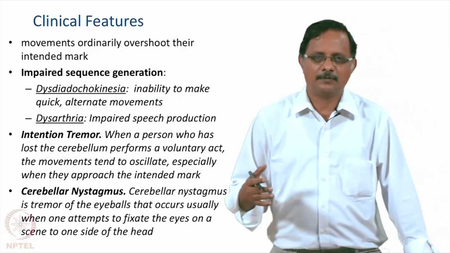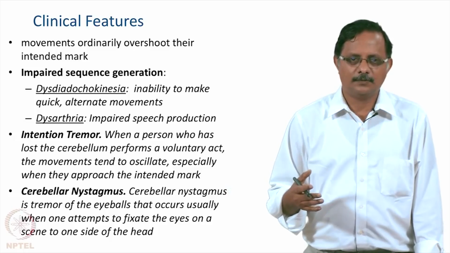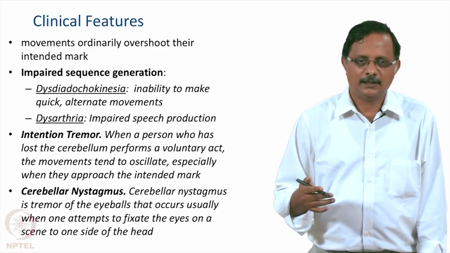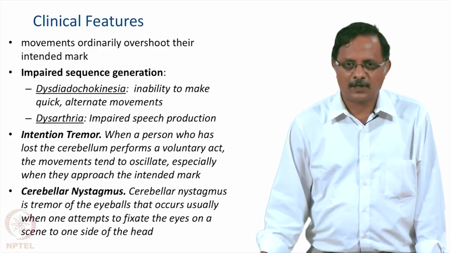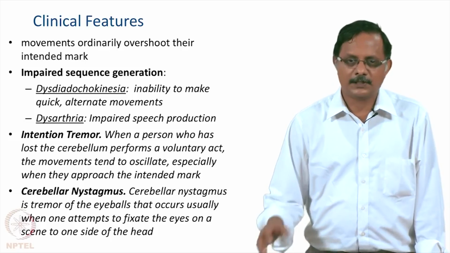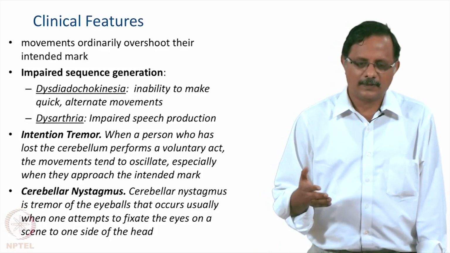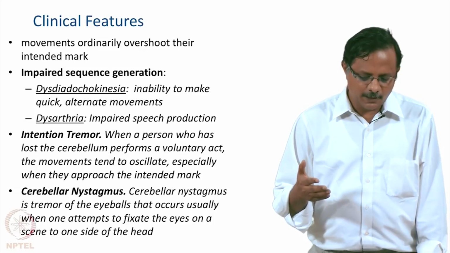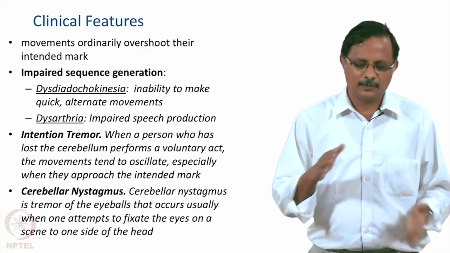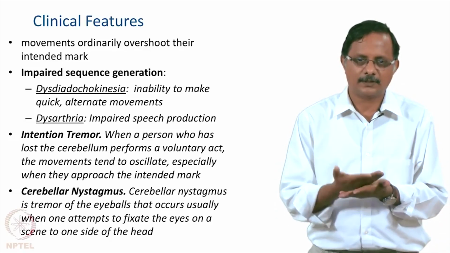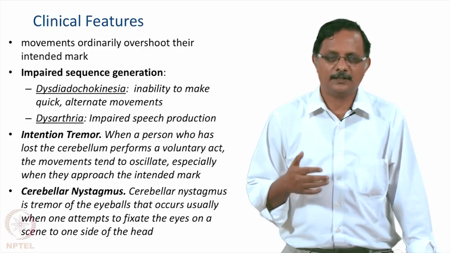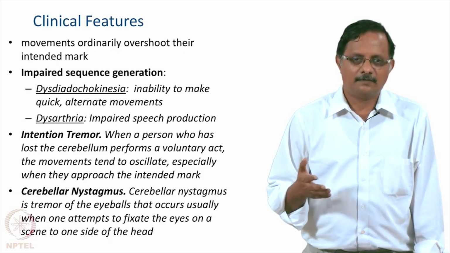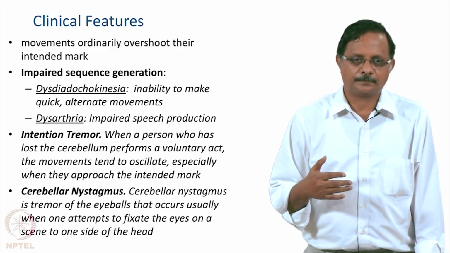Damage to cerebellum can be seen in lots of symptoms. For example, since cerebellum is necessary for making fast movements, patients will find difficulty in making such movements. One such clinical manifestation is called dysdiadochokinesia, which refers to difficulty in making fast alternating movements, something like this, which is a kind of movement that you see when Carnatic musicians sing. Then there is also dysarthria, which refers to impaired speech production.